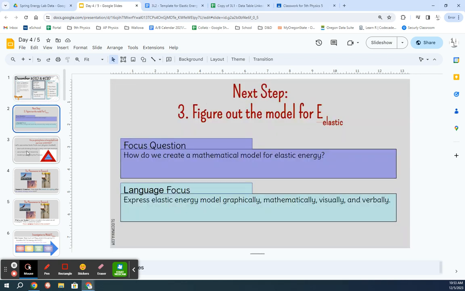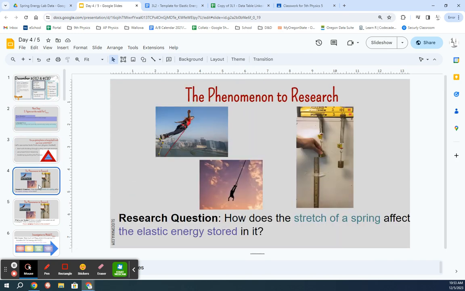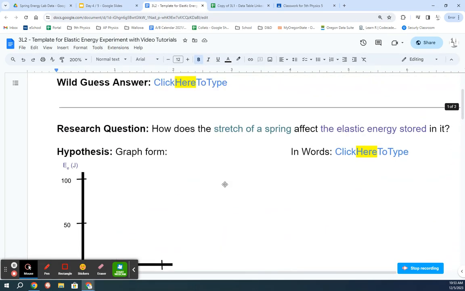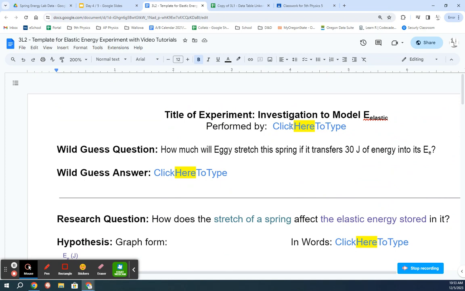All right, so getting into that, we're going to be looking at a lab. First off, your research question is how does the stretch of the spring, or bungee cord in this case, affect the elastic energy stored in it? And so we're going to be following along with the lab here. So we can start off with the lab.